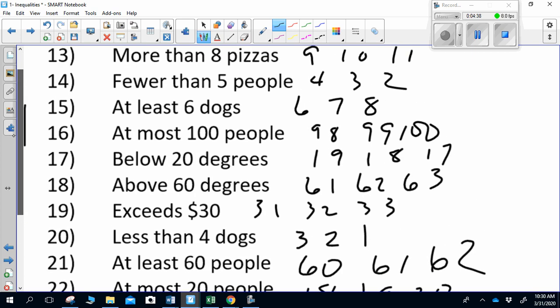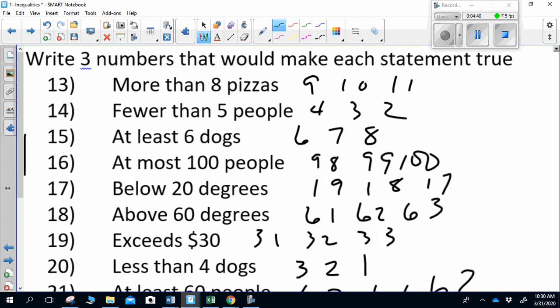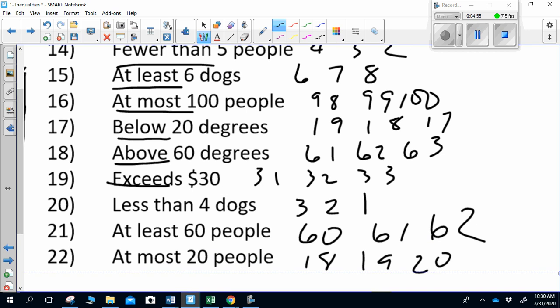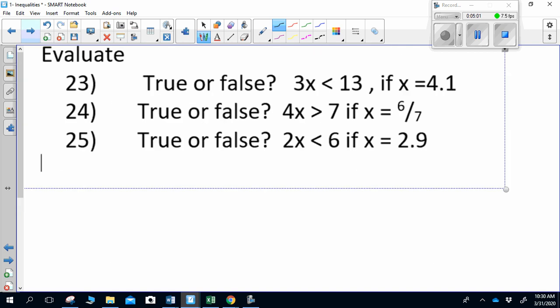So what I'd like you to do now is look at your notebook and write down where you think these are going to go. More than 8, fewer, at least, at most, below, above. Exceeds, less than, at least, at most. So think about what those words mean.